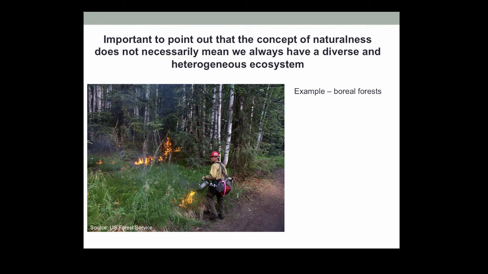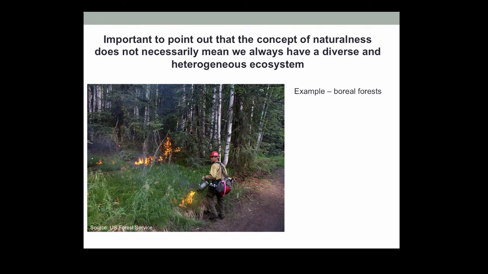But I think it's important to point out that this concept of naturalness and how it relates to complexity doesn't necessarily mean we're always going to have a diverse and heterogeneous ecosystem. Okay, and I think we only have to look to the north, to the boreal forests, to really get an idea of this paradox, if you will: it doesn't necessarily mean we're always going to have a diverse and high heterogeneity in terms of interactions if we have a truly natural system.